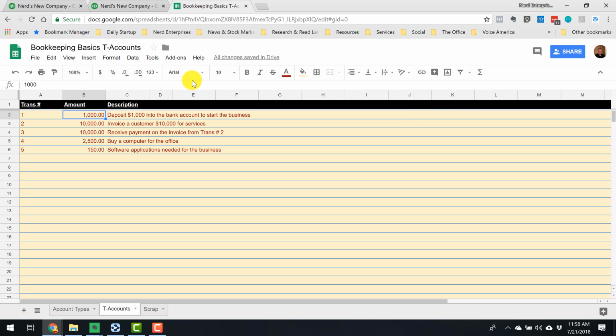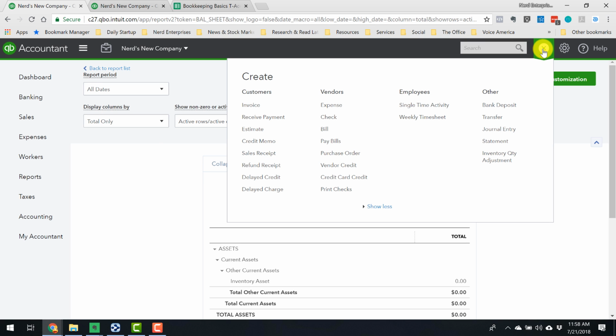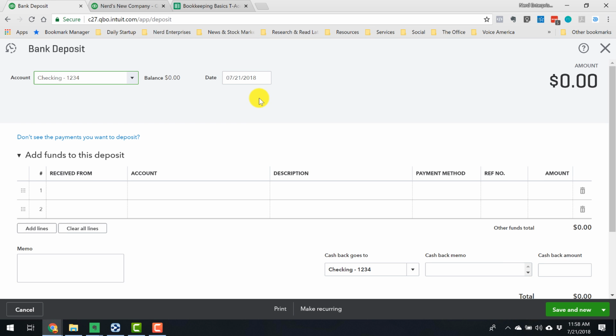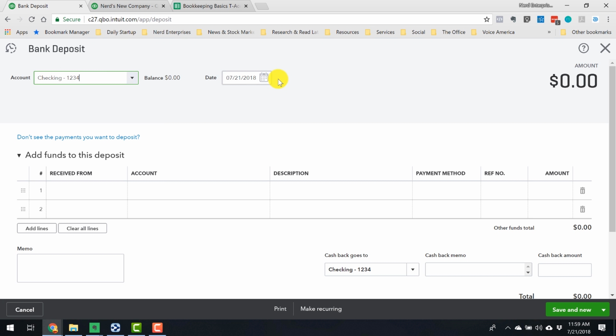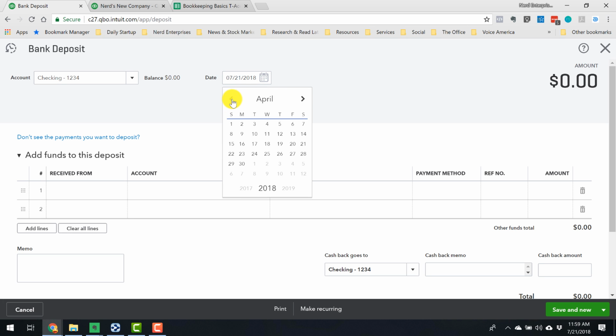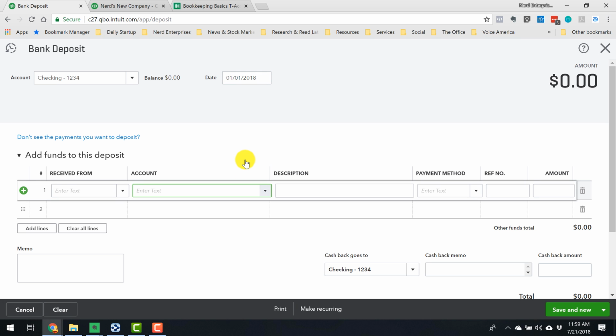Now we can go into QuickBooks Online and let's record a transaction, right? So I'm here on this tab where I've got the balance sheet open. I'm just going to go up here to the Quick Create. We're going to make a bank deposit. And we're going to put it into, actually we have just the one checking account, 1, 2, 3, 4. Let's backdate this. Let's say we opened up the business in the beginning of the year, and we'll date this January 1st. And this is going to be, let's see what I have here. Shareholder contributions, perfect. Amount, 1,000.